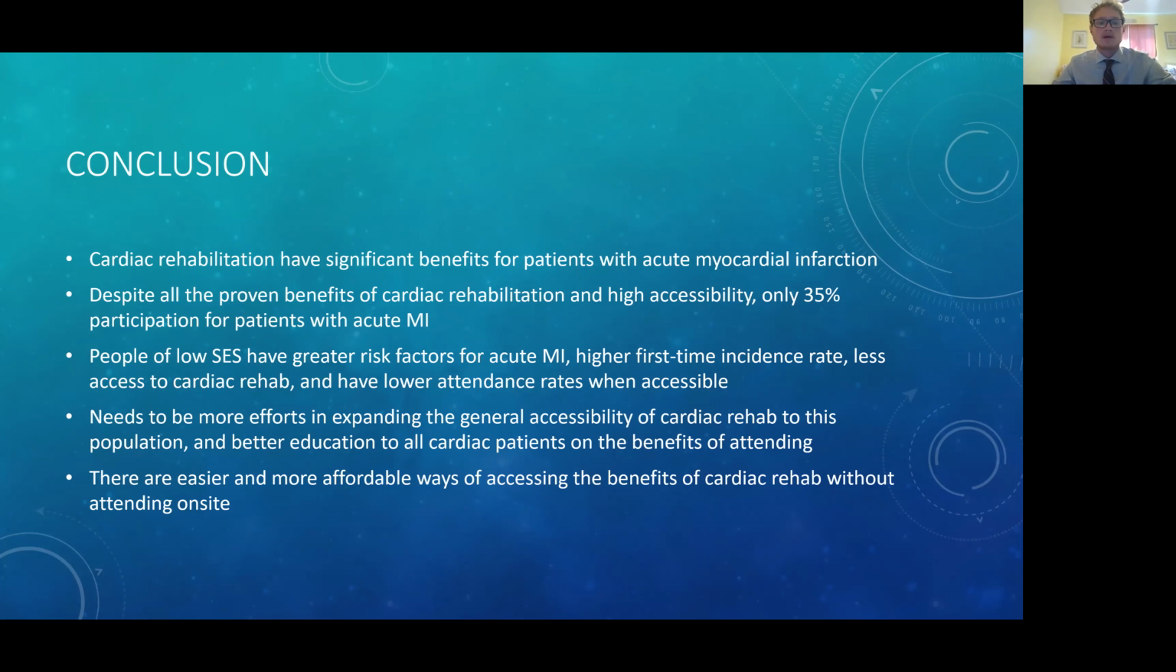So there needs to be more effort in expanding the general accessibility of cardiac rehabilitation to the population. And there also needs to be better education for all cardiac patients on the benefits of attending, as well as making it easier and more affordable to access the benefits of cardiac rehabilitation through offsite resources.